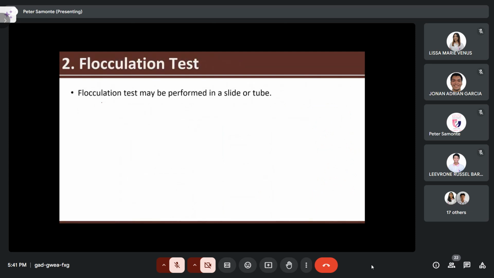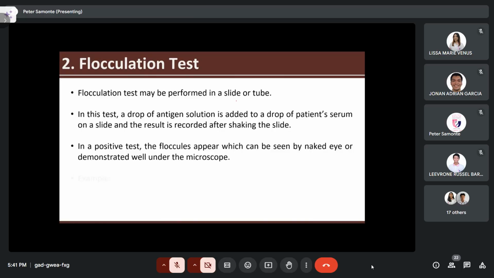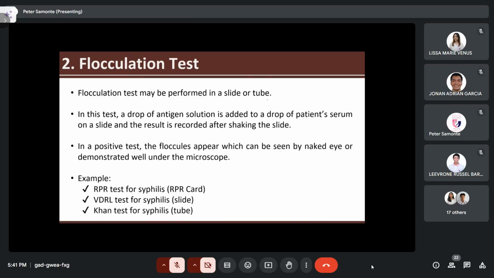Then we have your flocculation test. Now, flocculation test, class, may be performed in a slide or a tube. In this test, a drop of antigen solution is added to a drop of patient serum on a slide, and the result is recorded after shaking the slide. In a positive test, class, the floccules would appear, which can be seen by naked eye or demonstrated well under the microscope. Example of this, class, would include your RPR test for syphilis, which would use a RPR card. So I believe we have a stock of RPR cards, class, in the lab. Maybe we could perform this in the finals.